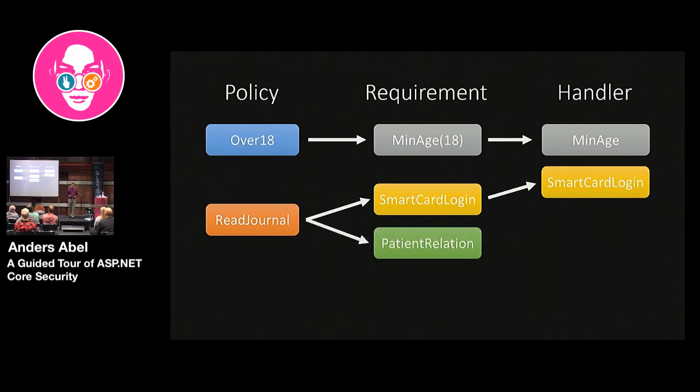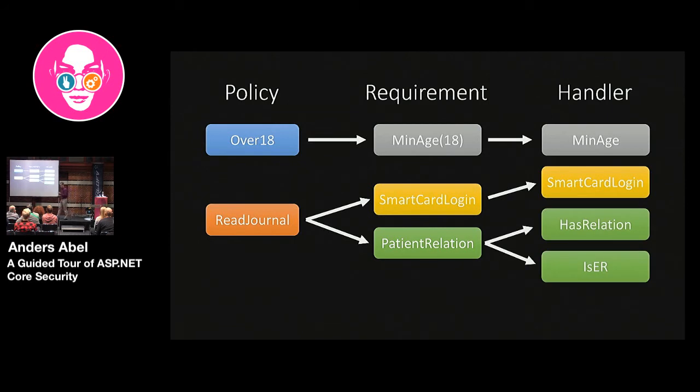Then there's another requirement that you have a patient relationship. You may not see medical records for anyone, just for those that you are working with. And that might be fulfilled in two ways. Either you have an existing relation, or it's the emergency room. If I come in knocked out to the hospital, yes, it's fine if they access my medical records to see if there's something special they need to know before treating me.